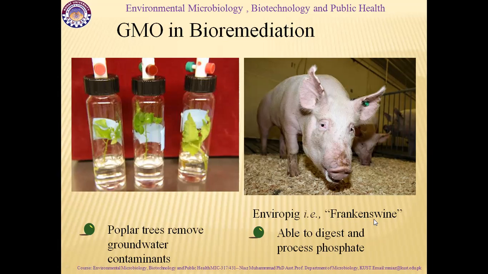Similarly, EnviroPig: in pigs, certain genes have been induced, so Frankenswine are able to digest and process phosphate. This is also a genetically modified organism in which specific genes have been inserted which have the ability to decompose and remediate environmental pollutants. And if we check the elemental content in the mass of this animal, we will find a huge quantity over here.